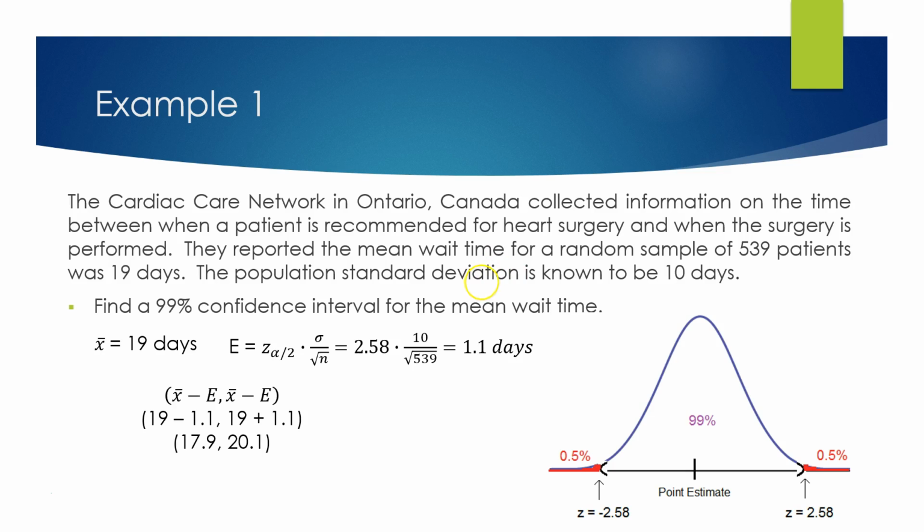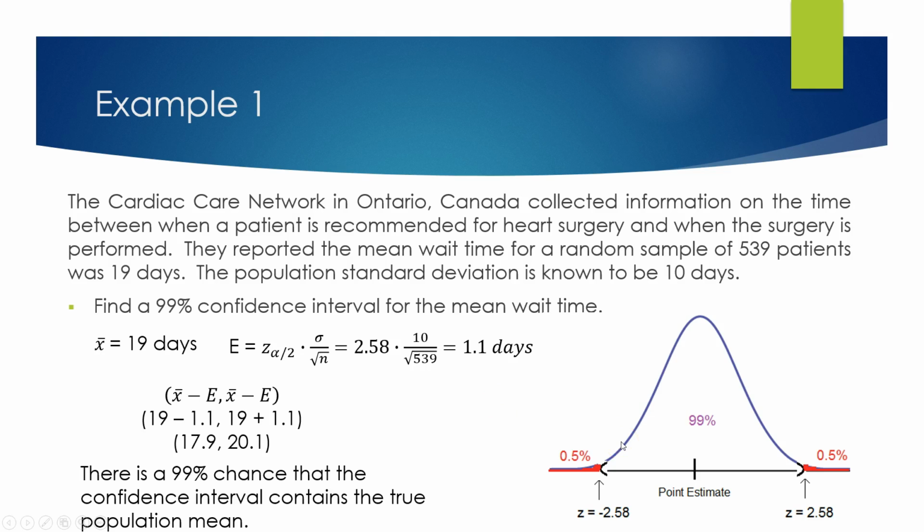So when we construct our confidence interval, we add and subtract our wiggle room onto our best guess, 19 days. Here we get a 99% confidence interval of 17.9 to 20.1 days. So this is again the estimate for the mean wait time for heart surgery patients after being told that they need surgery. So there is a 99% chance that the confidence interval contains the true population mean.